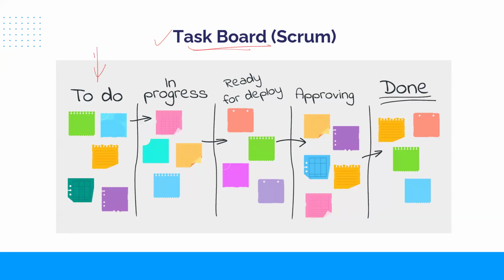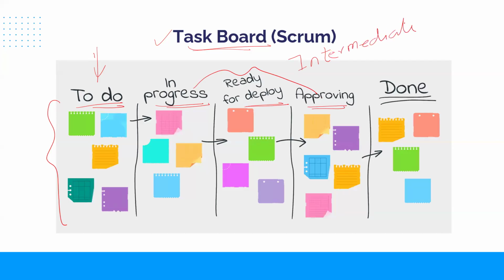This is how you draw it. We have these columns or swim lanes. To do: at the beginning of a sprint, all items would be in the to do column. And what are these? In progress, ready for deploy, approving. These are intermediate stages of development. Please note that what these intermediate stages would be and how many there would be is very subjective and depends on your project. In this example, we have three intermediate stages of development. And then finally we have done. Done means the item has completed all the stages and is complete. Now, what the team would do is very simple.